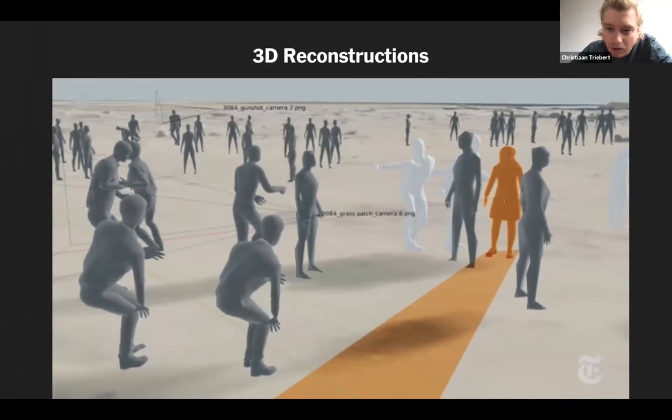In orange is the Palestinian medic that was killed that I talked about earlier. And basically it's every other individual that was around her, just to make sure that we have an entirely clear view of what was going on when the fatal shot was fired.